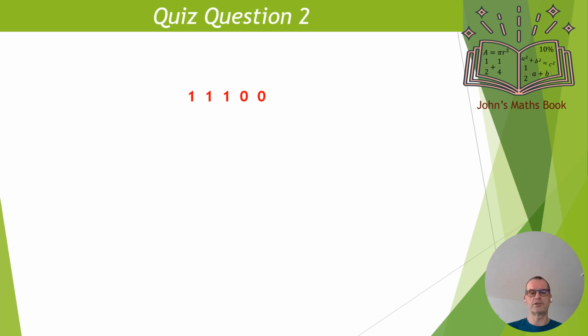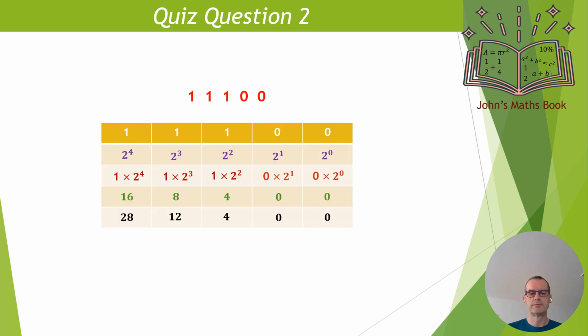So for quiz question 2, convert the binary number 11100 into a decimal. Pause the video now and see if you can work out the correct answer. So the answer is 28. So let's see how we got to that answer. So again, arrange the binary number in columns across the top. So we have 1, 1, 1, 0, 0.